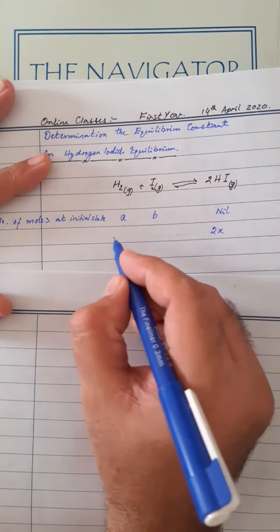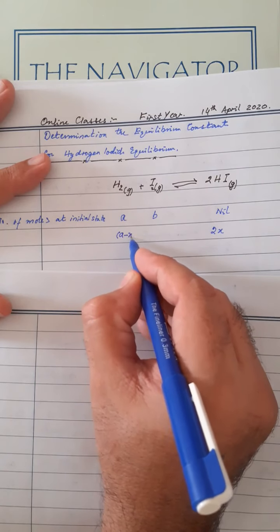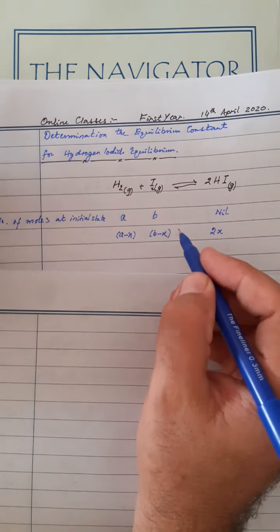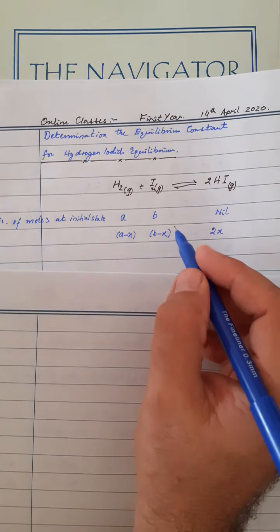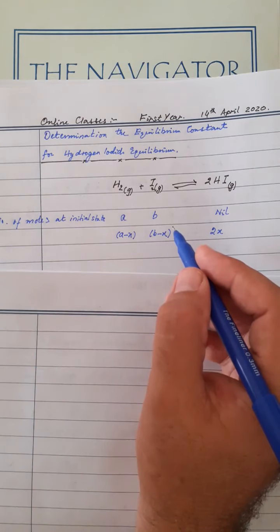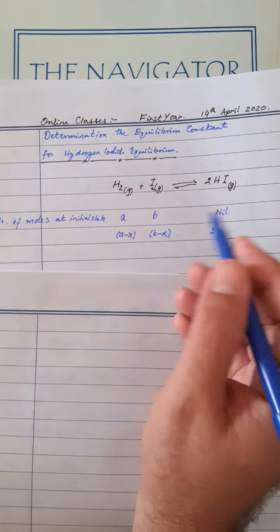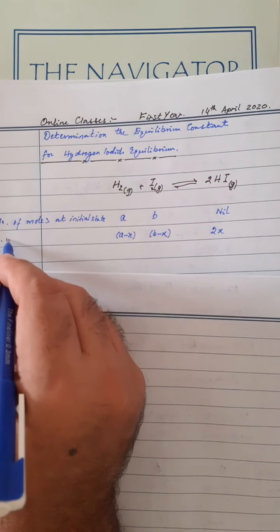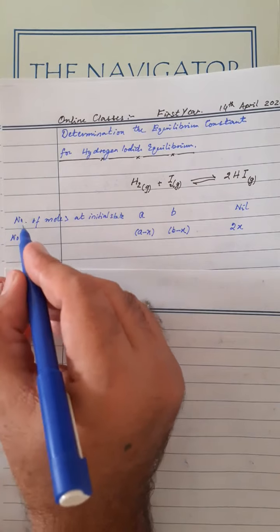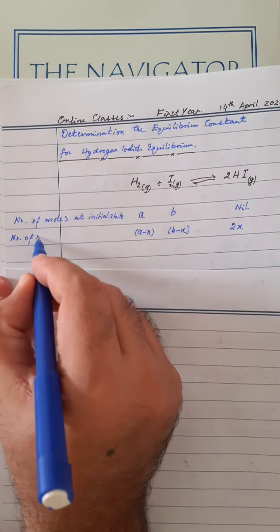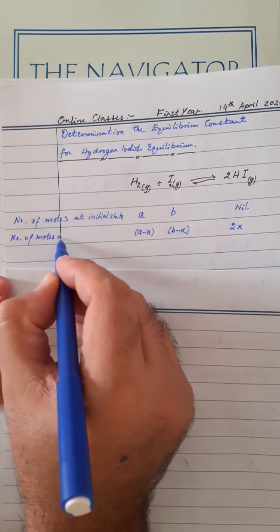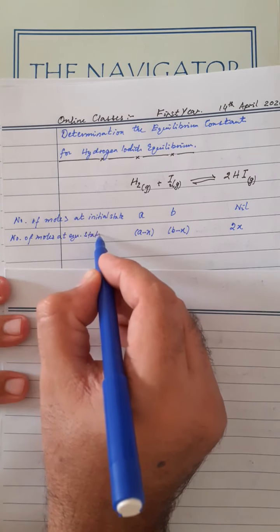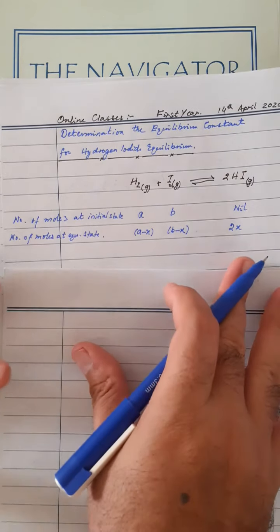Now this x will give A minus x and B minus x. If you remember yesterday, there were 2 products, so x for each of them, and we got minus x from A and minus x from B. Here it is a little different. These are the number of moles at equilibrium state.